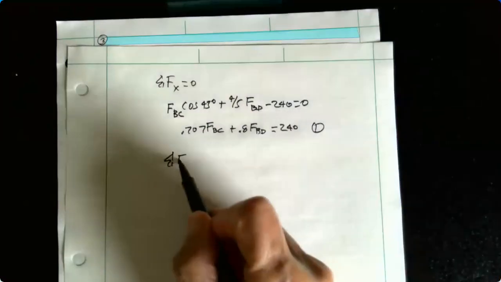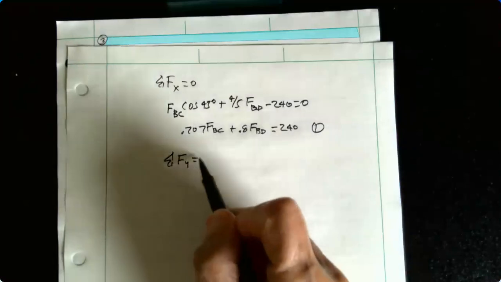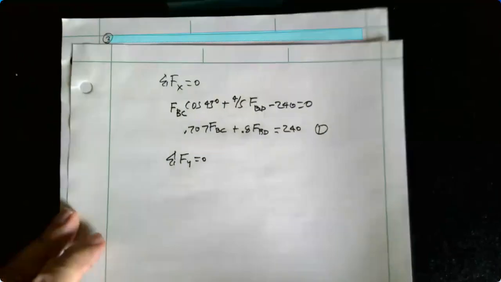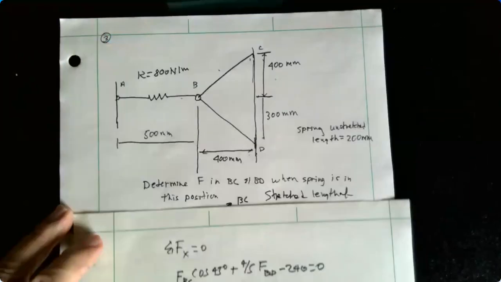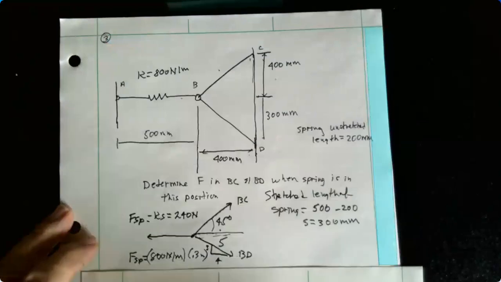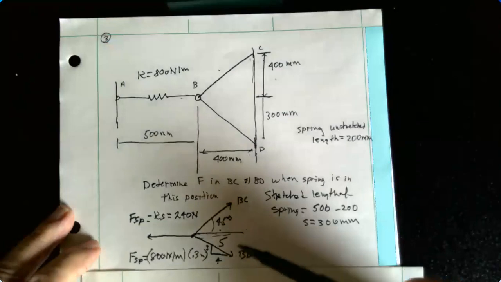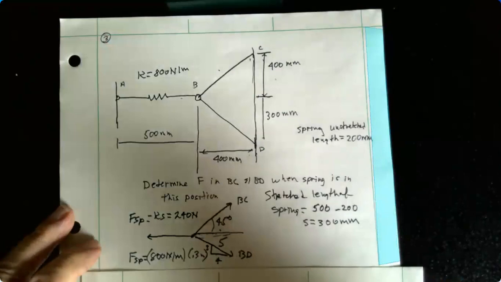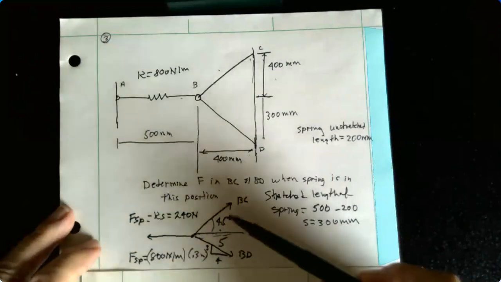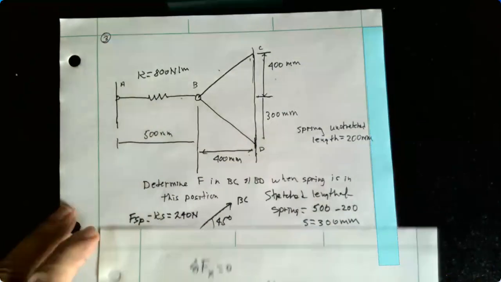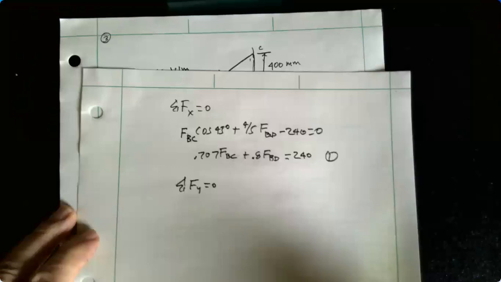Sum forces in the y direction equal to 0. I only have two forces in the y direction. The y component for BD using slopes will be 3/5 BD. And the y component of BC, it's opposite, so it'll be sine of 45. Sine and cosine have the same value here, but we're using the proper notation. It's opposite, so it'll be sine of 45 degrees. So we have two components in the y direction.